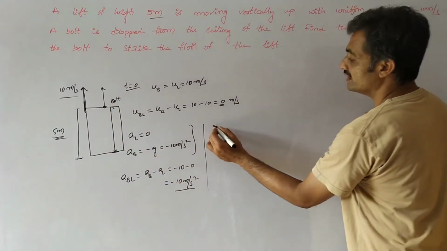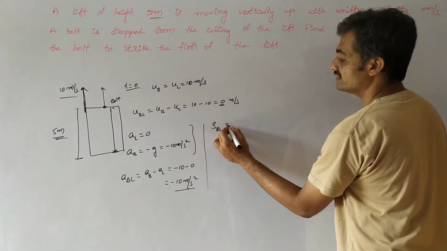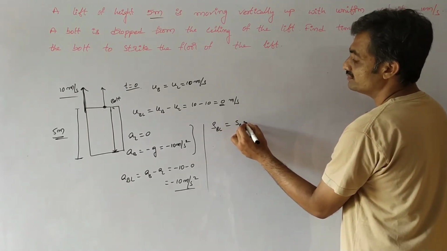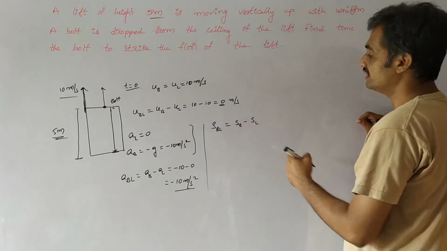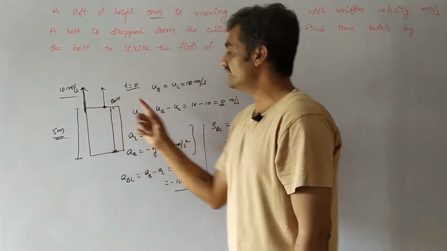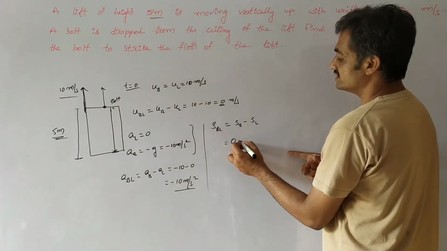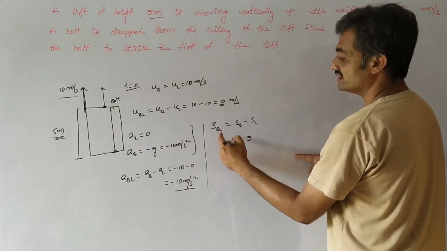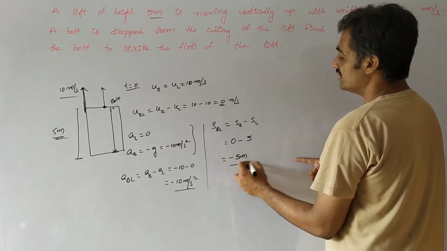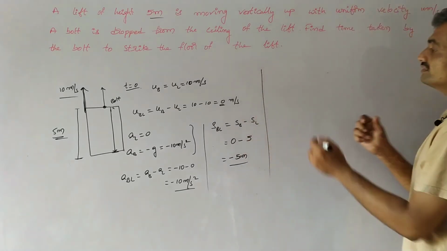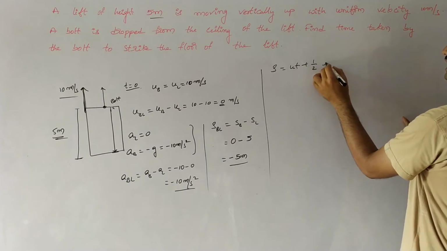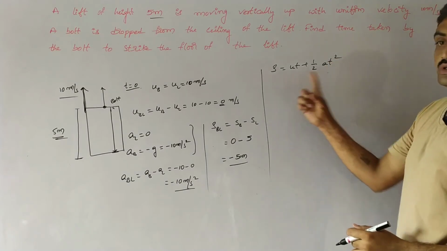Now we have to represent the relative displacement of the bolt. The relative displacement of the bolt with respect to the lift is the displacement of the bolt minus the displacement of the lift. Since at the initial position it does not travel any distance, we consider it as 0 minus 5. So the relative displacement of the bolt is minus 5 meter. Now we have to substitute these values in the equation S equals ut plus half at square.